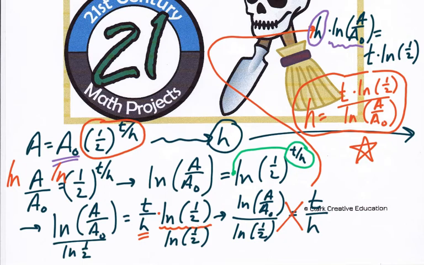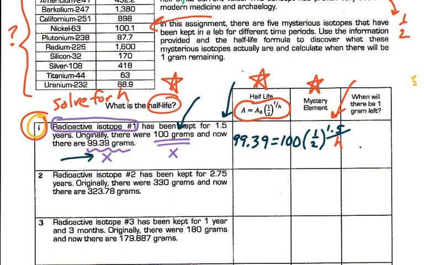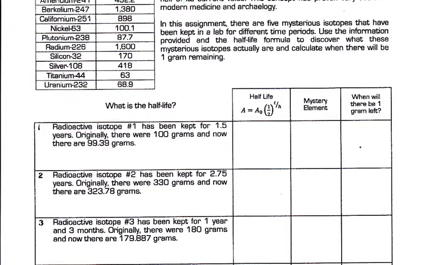Okay, so here we go. Let's try the first one now using our magic formula that we have here for H. All right, so let me make a little bit of space here. Number 1. Okay, so we got isotope number 1. We need to figure out the half-life. It's been kept for 1.5 years. That's our T. Originally, that's your big clue. So that means that must have been my starting amount. And then now, presently, now, that means the A. Okay, I think we have everything we need. All we got to do is solve for H.